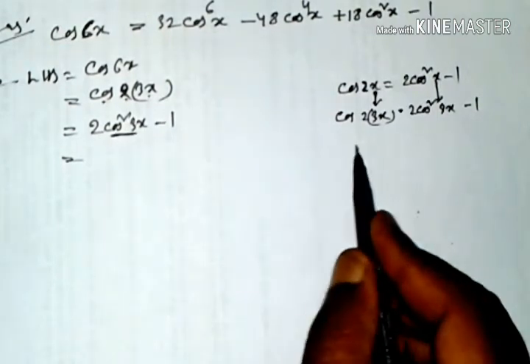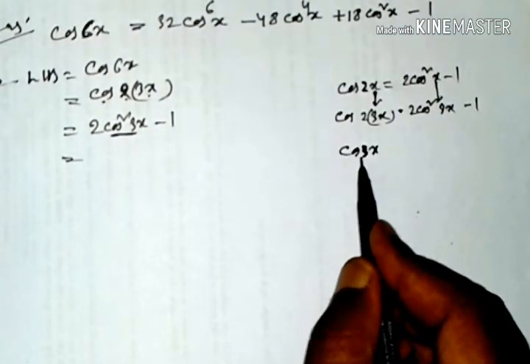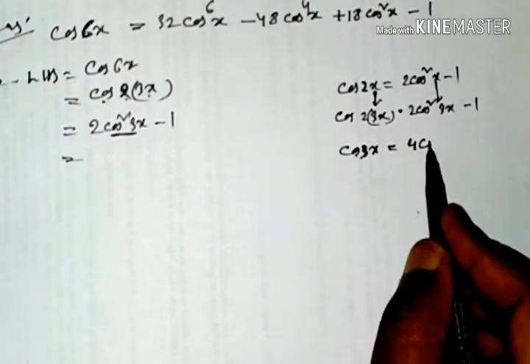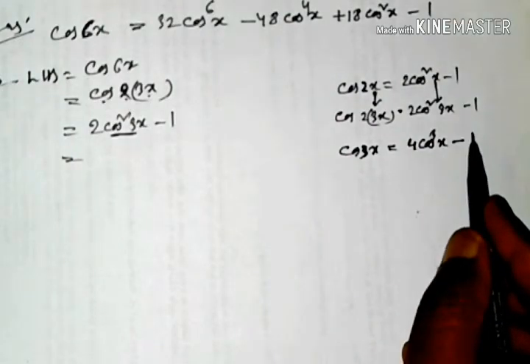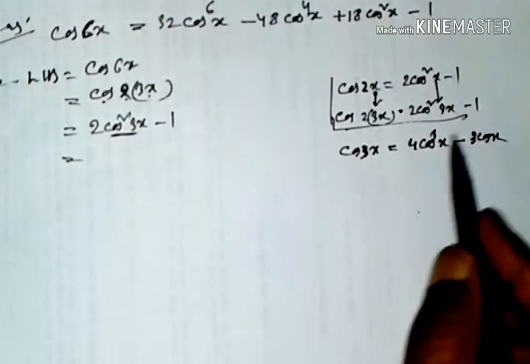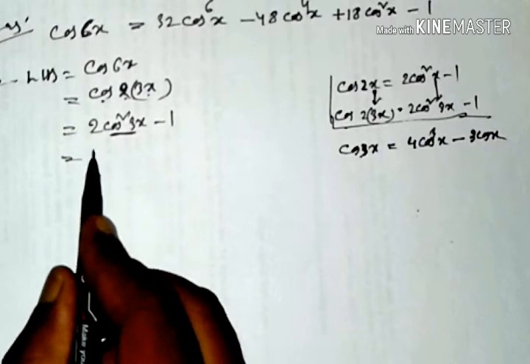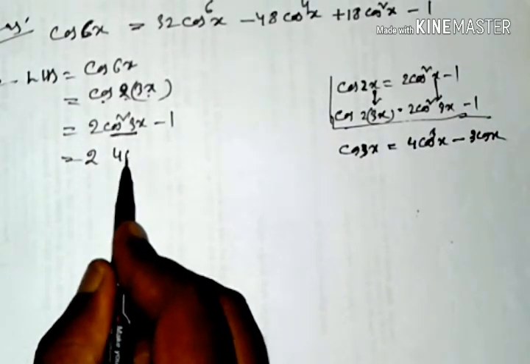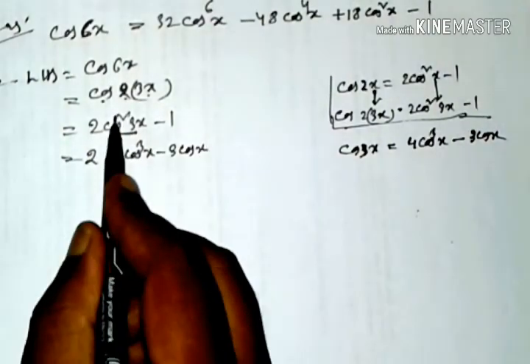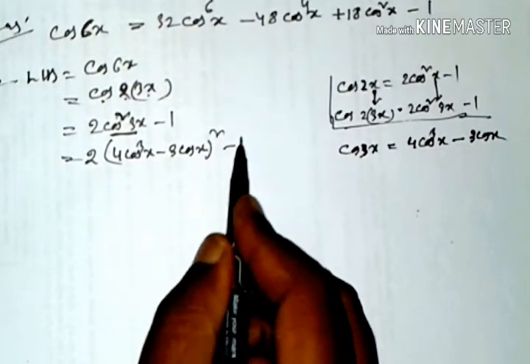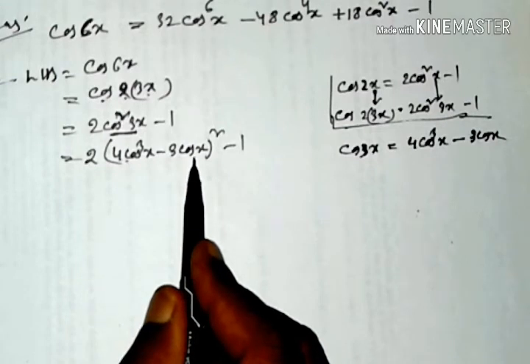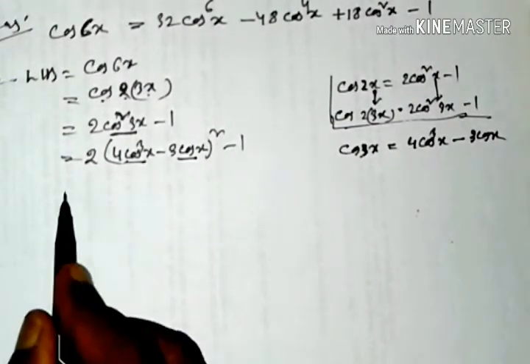Now we write the cos 3x formula. What is cos 3x? It was also discussed earlier. This is 4 cos cube x minus 3 cos x. Therefore, 2 (4 cos cube x minus 3 cos x) whole square minus 1. Now we just simplify it with the a minus b whole square formula.